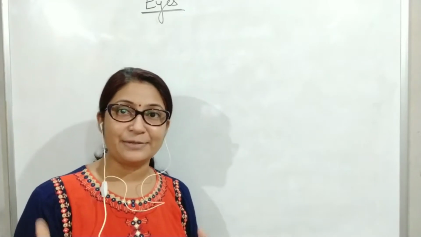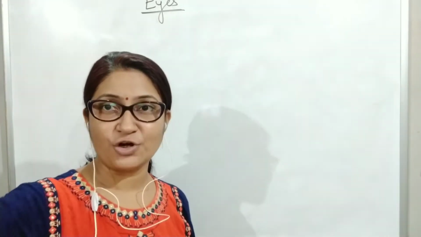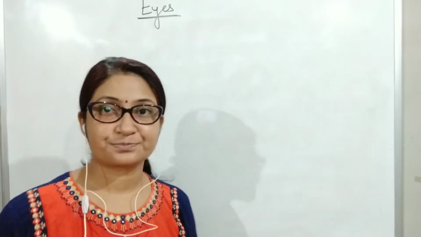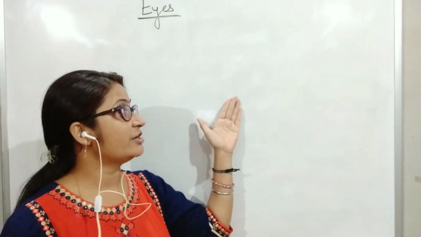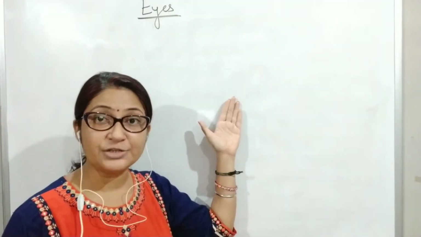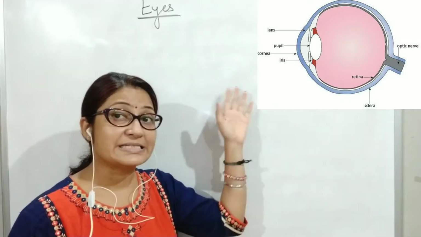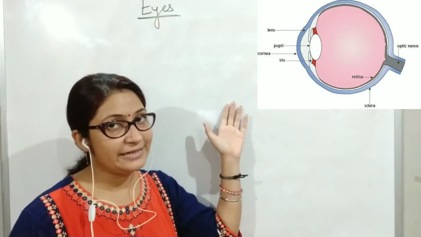And how is that possible? We will learn in this sense organ, that is the eye. So let's have a look at this. Here appears the structure of a human eye. How does it look? What are the different layers present in a human eye? Let's see one by one.